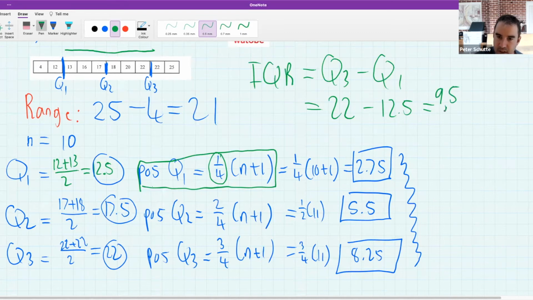Yeah. So what does 9.5 actually tell us? It says that the middle 50% of the data sits within a range of 9.5 units. So basically between Q1 and Q3, that's where we squeeze the middle 50% of the data. The lowest 25% of the data is outside that. The highest 25% of the data is above it.